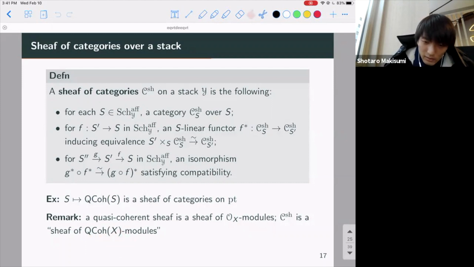So because a category assigned to spec A has to be A-linear, that's the same thing, remember, as having an action of quasi-coherent sheaves on spec A. So you might think of this definition as saying that you have a sheaf of categories that are modules over quasi-coherent sheaves on X.